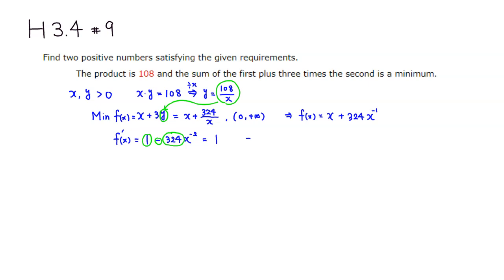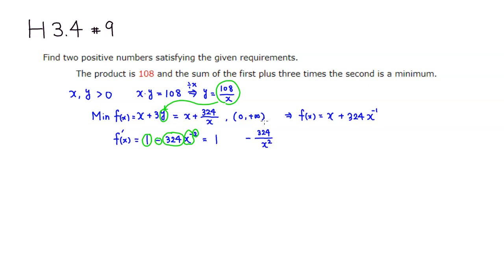So 324 lives upstairs, so you have 324 there. And then over, because of the negative power here, x is going to sit on the bottom. So we have x here, then we still have to square that, so we put the 2 there, right? So this is the derivative.